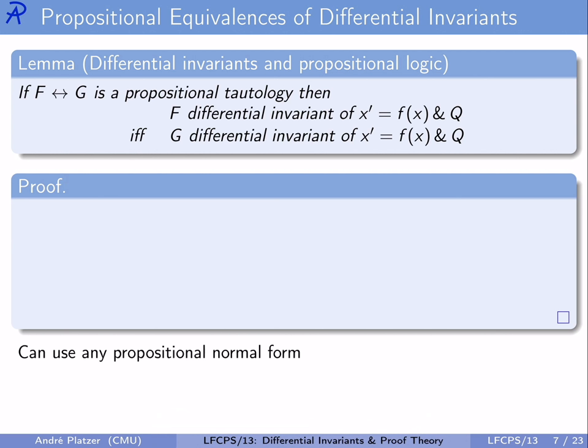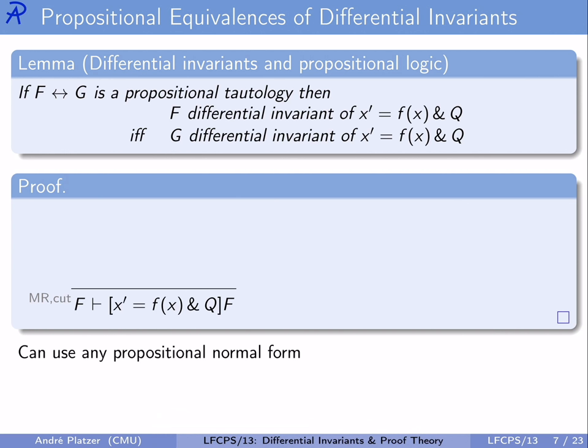If we have a propositionally equivalent tautology, then well both of them or neither of them is going to be a differential invariant. How can we prove that? Well, you can prove it by writing down a proof of one and reducing it to a proof of the other.